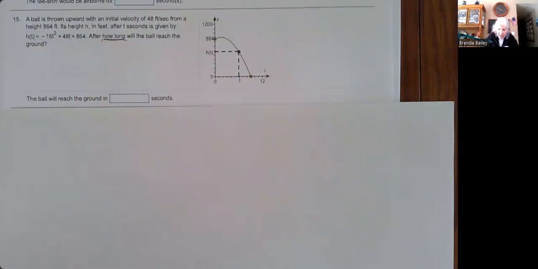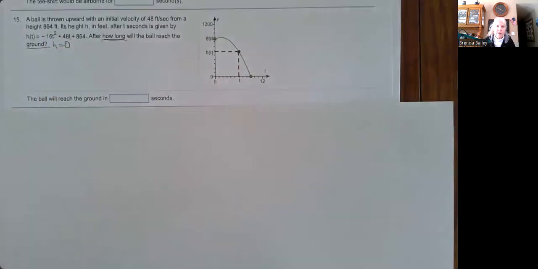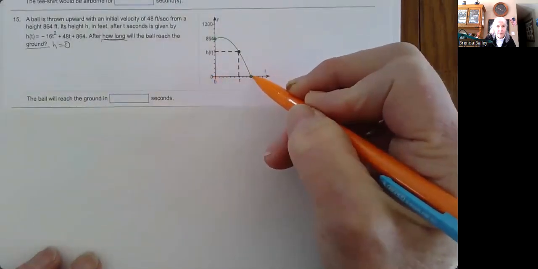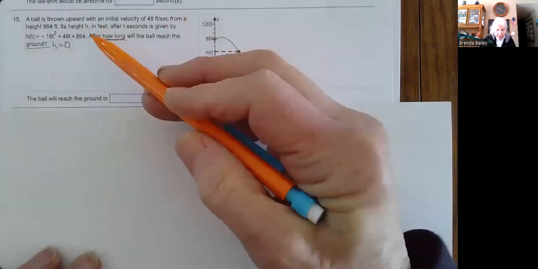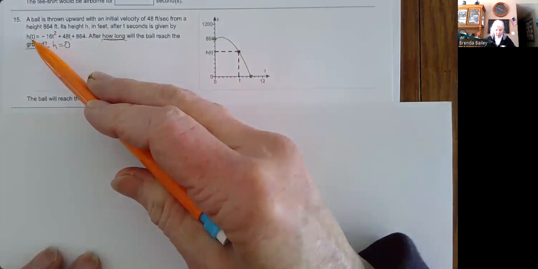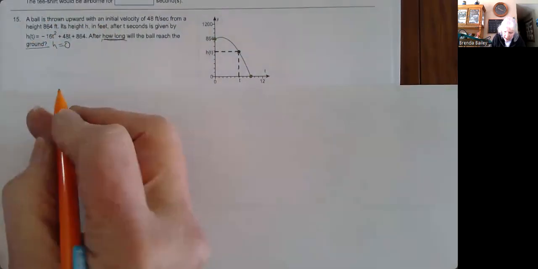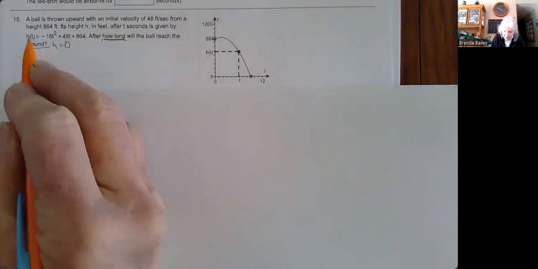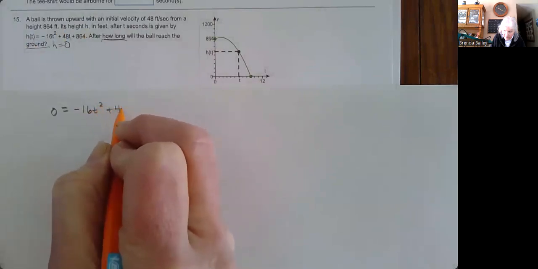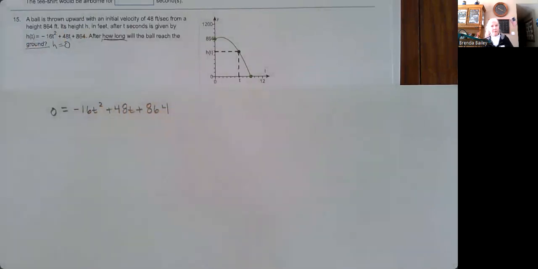What this tells you is that the height is 0. When it hits the ground, the height is 0. So all we're going to do is take this equation and make the h a 0. I'm going to do that on a scratch piece of paper. So the height is 0, and we have negative 16. And so we're going to factor.